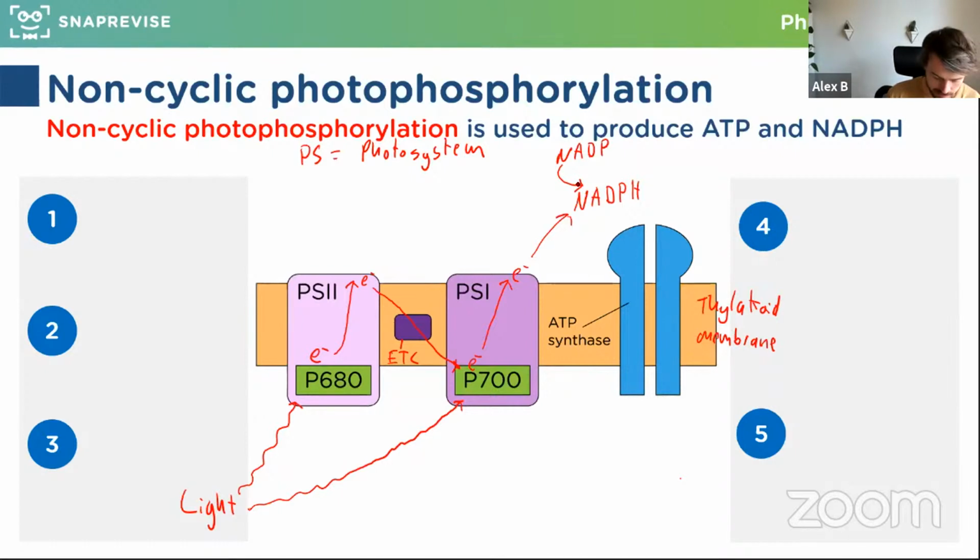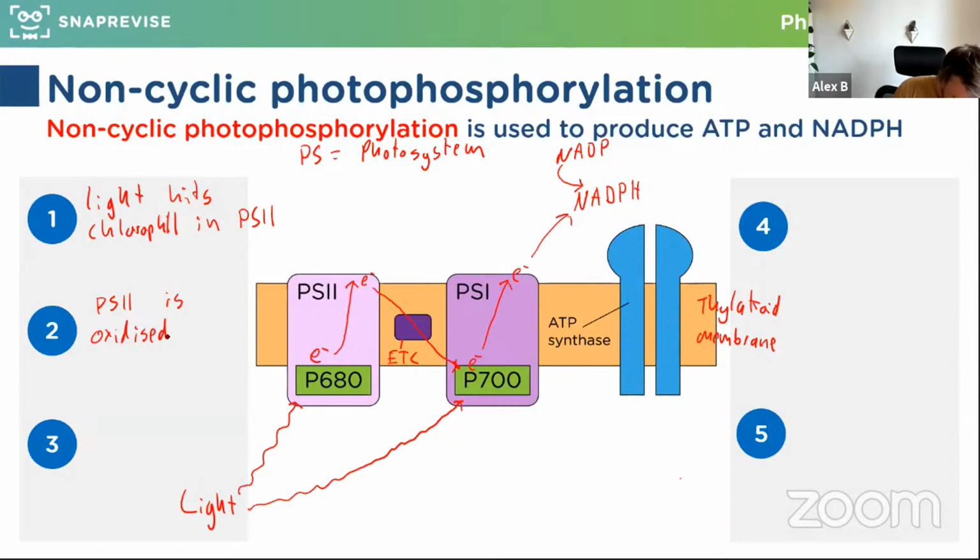So let's put some labels on. So light hits chlorophyll in PS2. So how should we phrase this? PS2 is oxidized. Yes, oxidized.